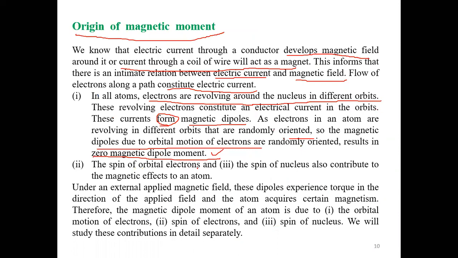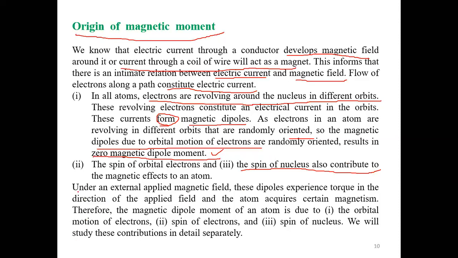The spin of the orbital electron and the spin of the nucleus also contribute to the magnetic effect of an atom. Okay, so there are three contributions. One is the electrons spinning in the orbit, then the spin of the orbital electrons on their own axis, and then the spin of the nucleus also contributes to the magnetic field. Because, as you know, in the nucleus there is a proton, and a proton is positively charged. When any charge moves or rotates, that actually produces a current.